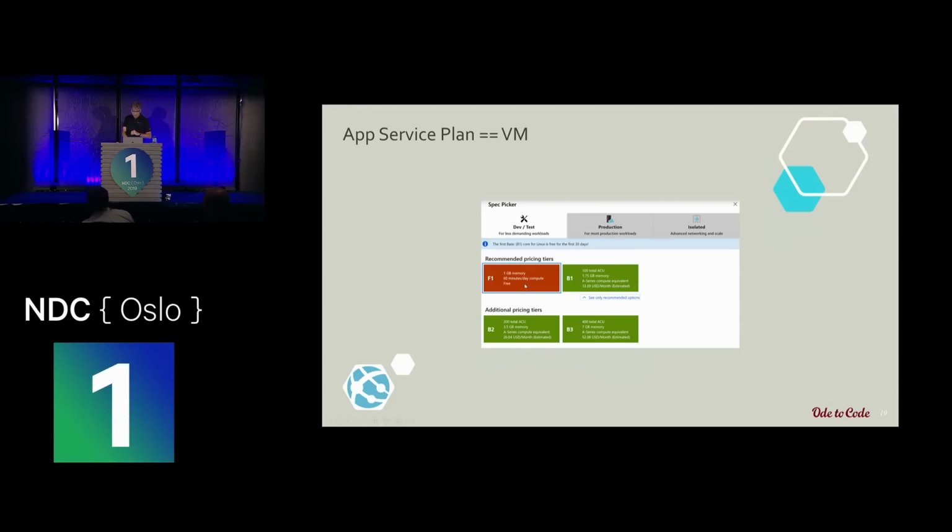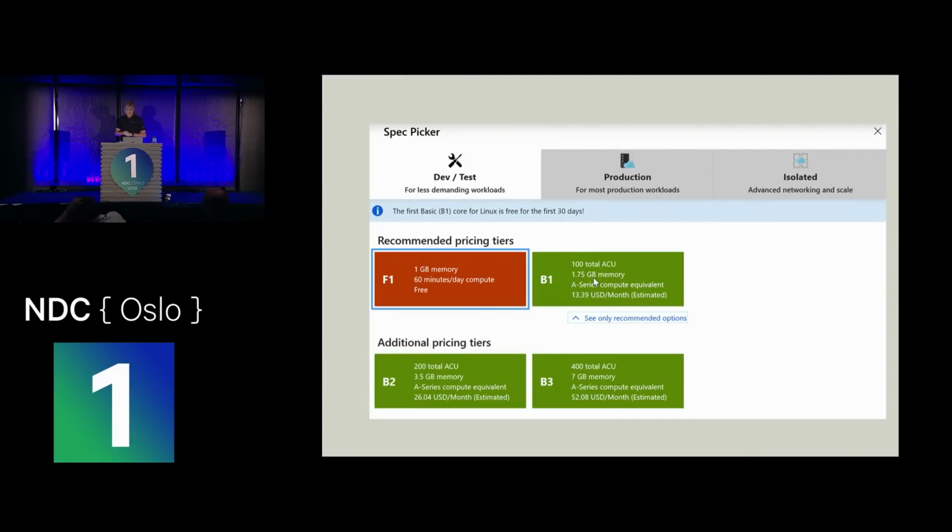For one, you have to have a website that can run just using 60 minutes a day of computing power. Otherwise, you've exceeded your threshold for the day. So most of us are going to pick something that gives us a dedicated VM, like this one here that has 100 total ACUs, 1.75 gigabytes of memory. That's under the dev and test workloads. You can also go for production workloads.